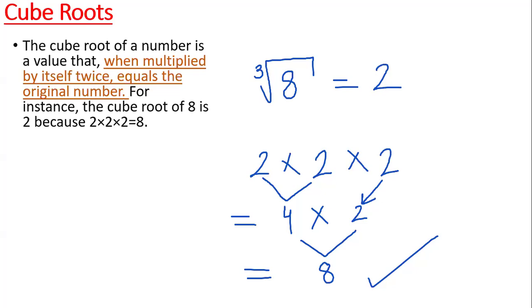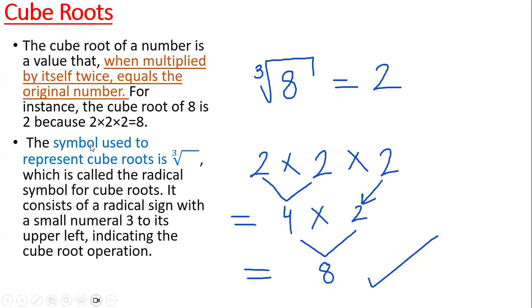So let's look at another paragraph. Dominic, read this paragraph for me, please. The symbol used to represent cube roots is the radical symbol, which is called the radical symbol for cube roots. It consists of a radical sign with a small numeral 3 to its upper left, indicating the cube root operation. Very good.